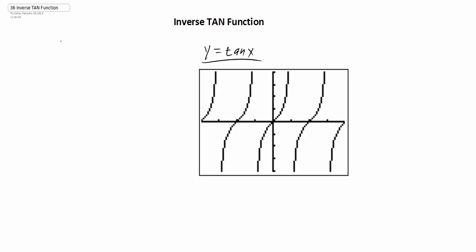Well, that means just like before, we have to restrict the domain. So if we restrict the domain, we can make it a one-to-one function. And we want to focus on this part of the graph that goes right through the origin. If we were to restrict the domain here, this would be from negative pi over 2 to a positive pi over 2. And that's going to be our domain.